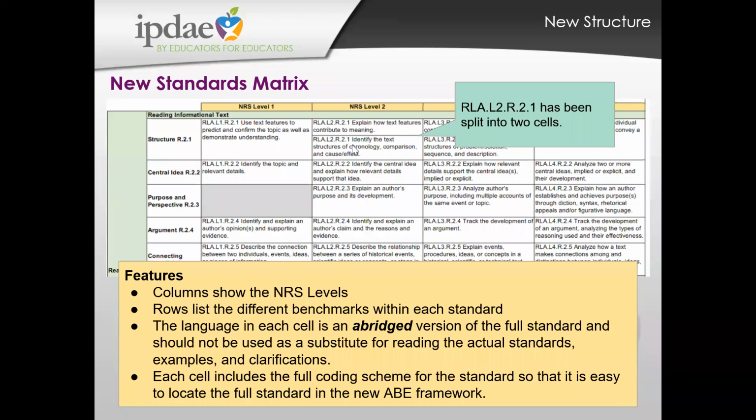And when you look at that standard or benchmark rather in the RLA framework, you'll see them together, but we're separating them out to help clarify that they're really 2 discrete skills. One is about explaining how text features contribute to meaning, and the other is about identifying overall text structures of chronology, comparison, and cause effect.